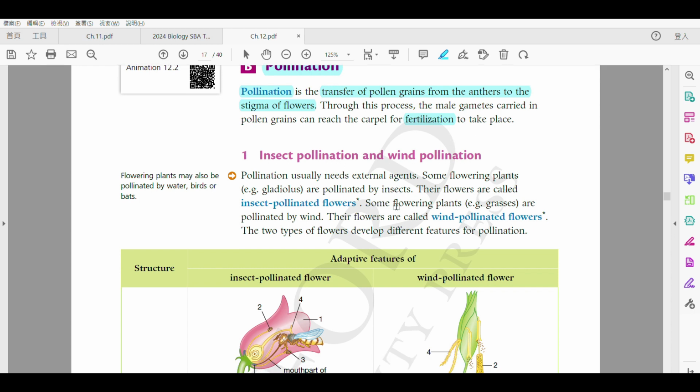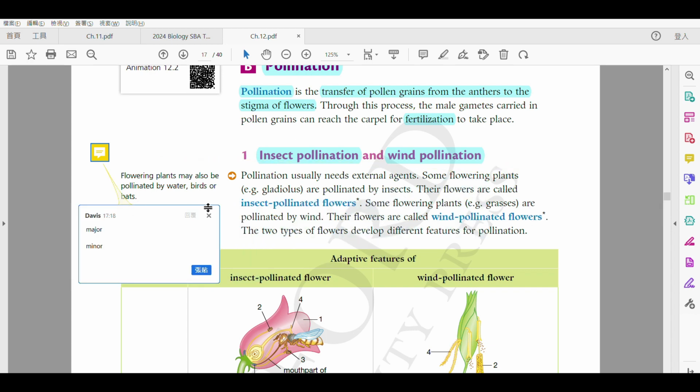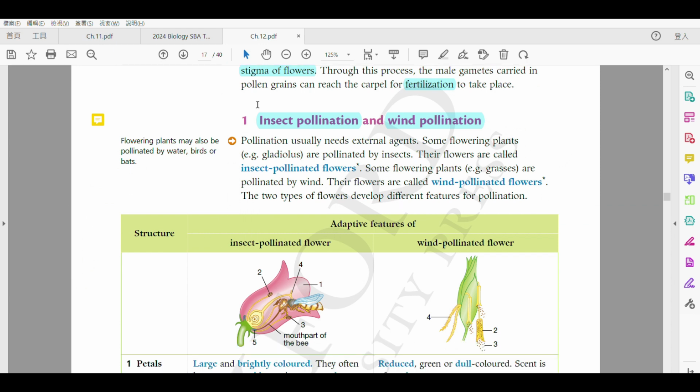好啦, so first of all, when we talk about pollination, there are two major types of pollination. 有兩隻最主要嘅. Okay, two major types. Major 啦. Okay, the opposite 就個 minor 啦，就相對比較次要啊，冇咁重要啦，得唔得? Okay, so first of all, we need to compare them. Okay, and remember this one.